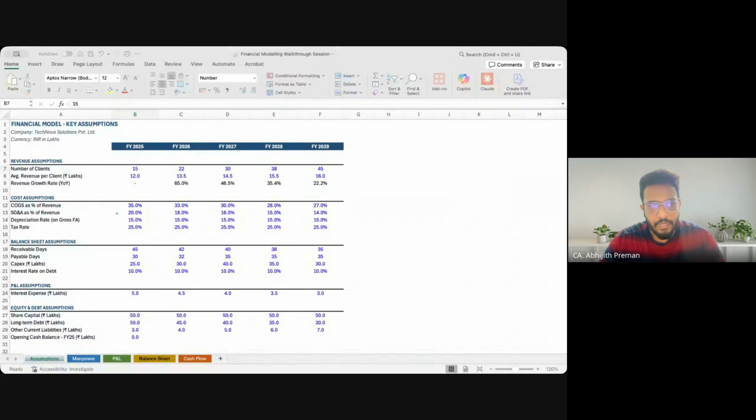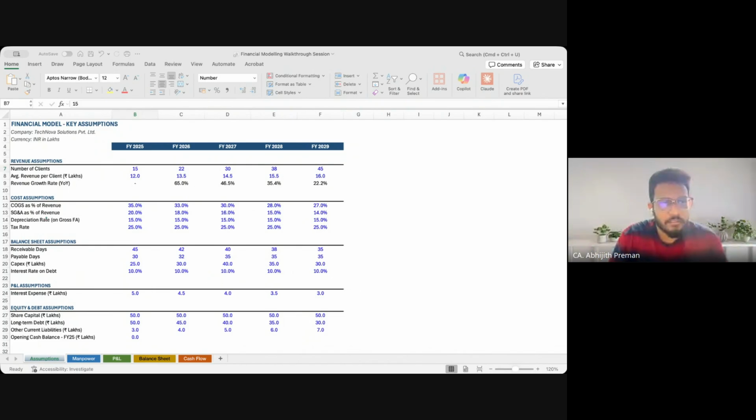Okay, then we have COGS. COGS is cost of goods sold. So what is the direct cost? Maybe in the consulting industry it would be some sort of tool we are using, for example, that could be the COGS. So here I have again kept an assumption of 35%, 33%, 30%, 28%, and 27%. The COGS would automatically decrease because there is something called economies of scale. So when we start doing more volume and more revenue, the associated cost should ideally decrease. Okay, so that is the logic.